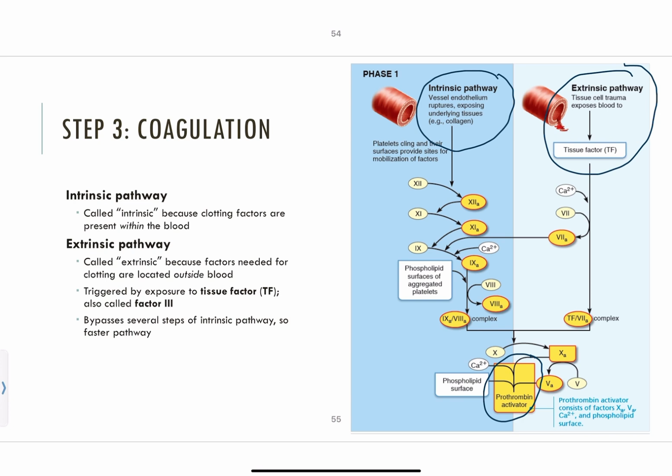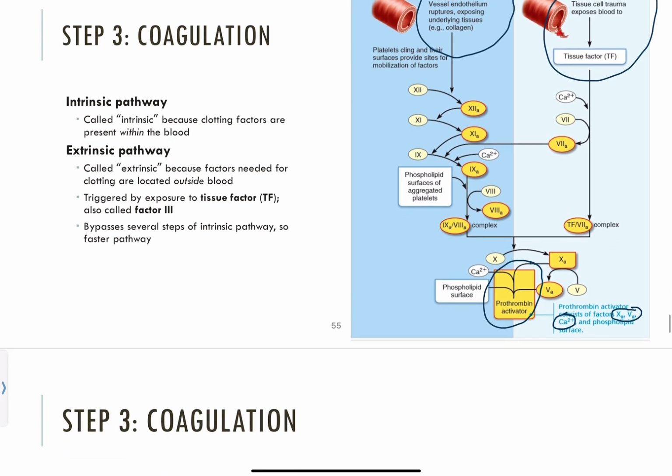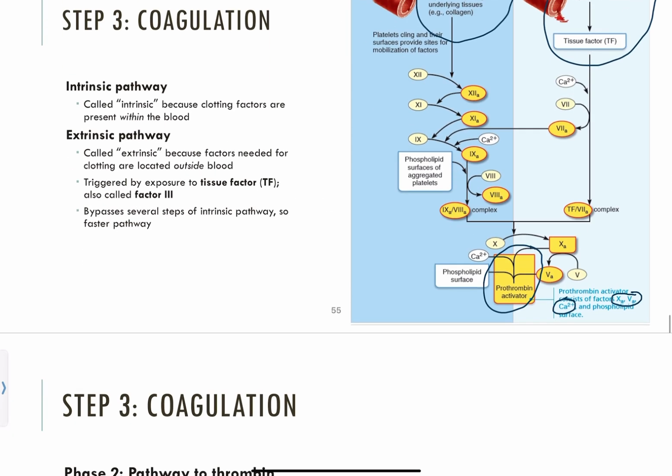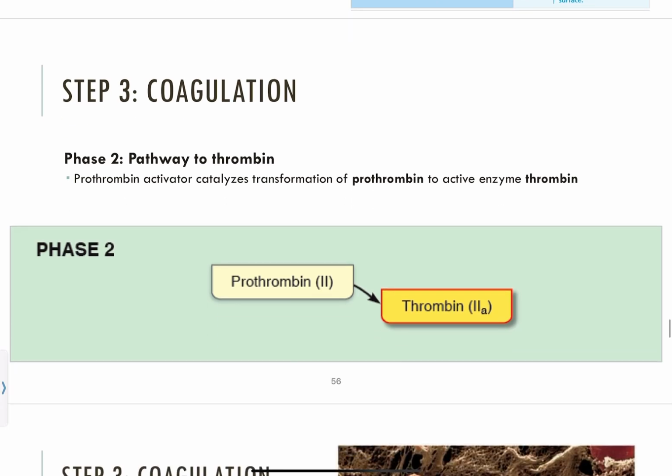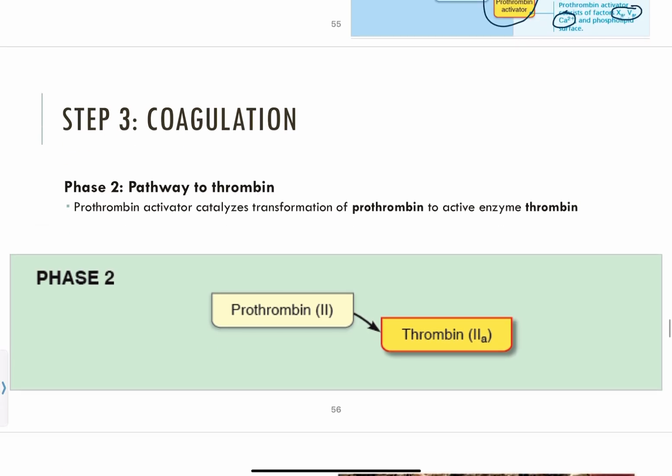So you should recognize what the prothrombin activator is composed of. It is clotting factors 10 and 5, represented in Roman numerals here, along with calcium. Collectively, those 2 clotting factors and calcium make up the prothrombin activator. Once we produce the prothrombin activator in phase 1, we're going to use it to activate thrombin.